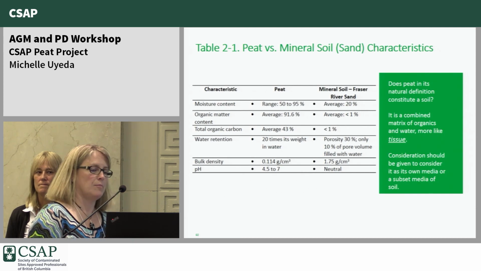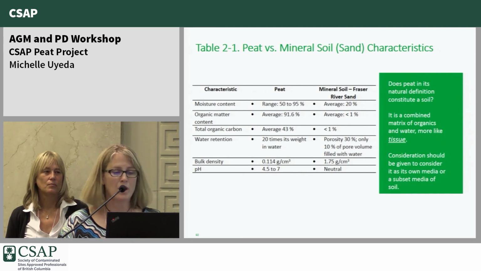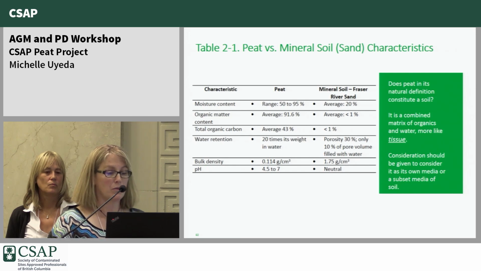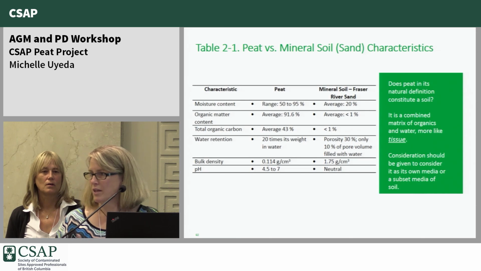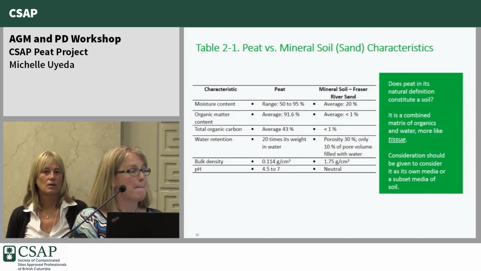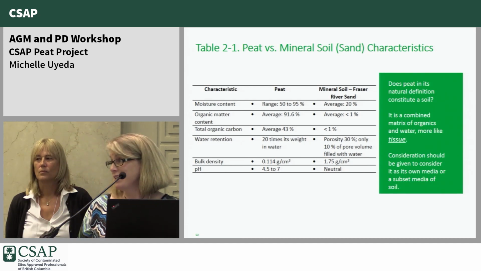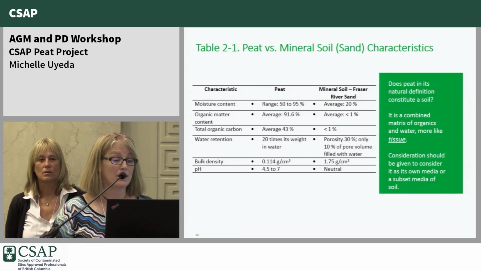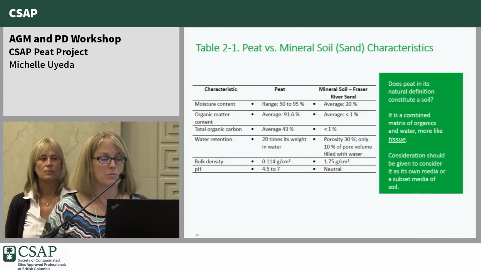So here's a table of peat characteristics compared to mineral soils. Often we use Fraser River sand, which is the basis of a lot of the modeling used by MOE. So you can see the moisture content and water retention in peat. It can hold up to 20 times its weight in water. And also the pH is quite a bit lower in peat materials.